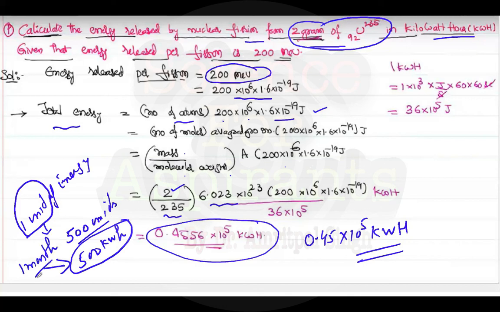Now you can compare: we can generate 10 raised to power 5 kilowatt hour of energy from 2 gram of uranium. So this is very huge. It can solve our electricity problem, that is, the 21st century energy production. This is a big challenge for our experimentalists: how we can efficiently control this much energy, so that we can preserve our resources like coal and petroleum and use this energy.